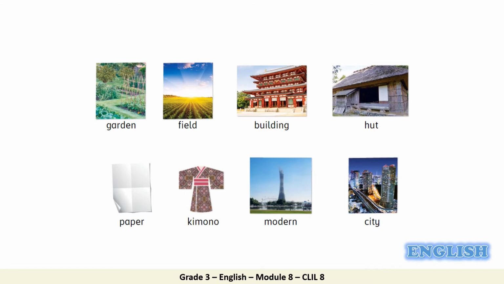Now, my smart student, it's your turn to listen and repeat. Vocabulary. Garden. Field. Building. Hut. Paper. Kimono. Modern. City.